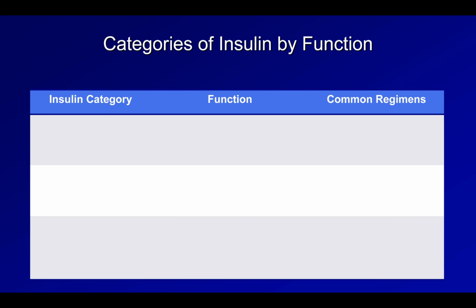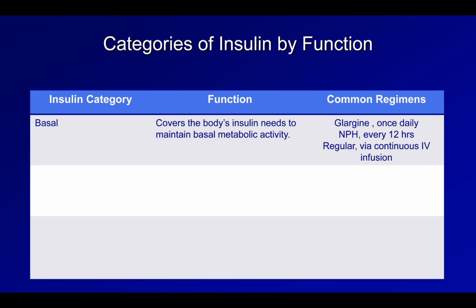Insulin can also be categorized based on function. That is, what role does a particular form of insulin play in a patient's management strategy? For example, there is basal insulin. The function of basal insulin is to cover the body's insulin needs to maintain basal metabolic activity. That is, it reflects the fact that our bodies need insulin even when we are not eating or doing much of anything. Common regimens of basal insulin are glargine every 24 hours, usually at bedtime, or NPH every 12 hours. In critically ill patients, a continuous IV infusion of regular insulin can also be used for this purpose.